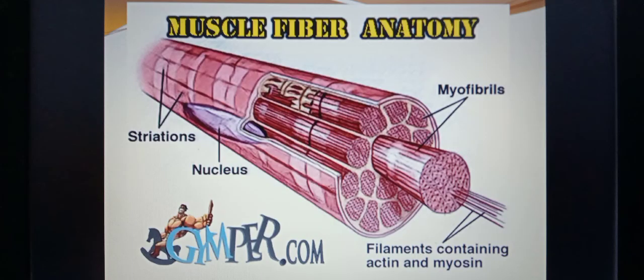So this is how your muscle fiber anatomy looks like. On your left, you can see the striations, and then you can see the nucleus, and then these are the myofibrils, which contain the filaments containing actin and myosin.